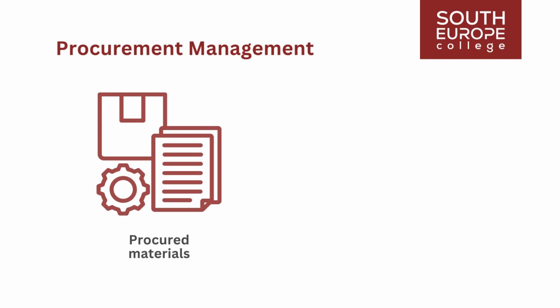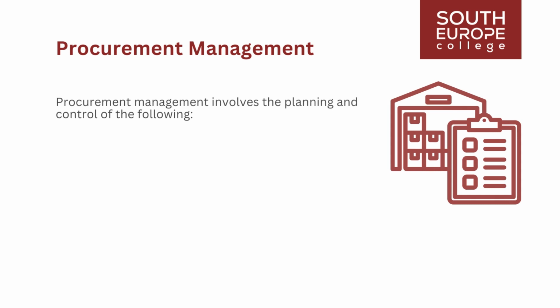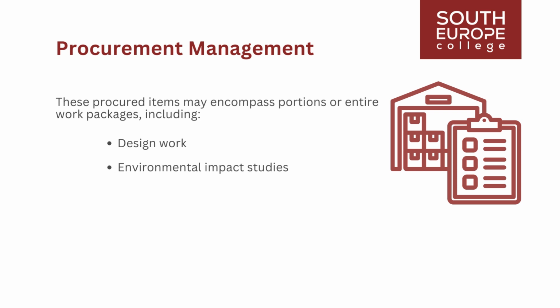Effectively managing procured materials and outsourced work is crucial for project success, as issues with procured items, such as exceeding budgets, delays, or failure to meet requirements, can result in cost and schedule overruns for the entire project. Procurement management involves the planning and control of the following: equipment, materials, or components designed and provided by vendors specifically for the project. These procured items may encompass portions or entire work packages, including design work, environmental impact studies, soil analysis, or significant project portions fully outsourced in a turnkey arrangement.